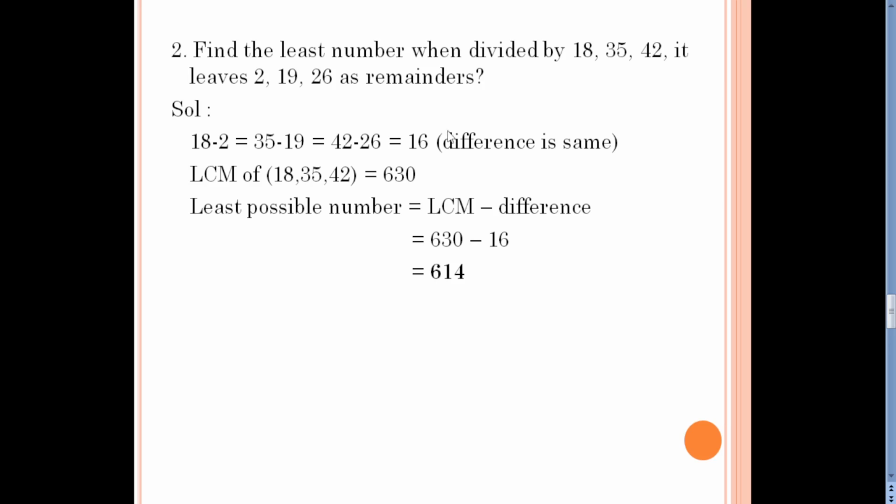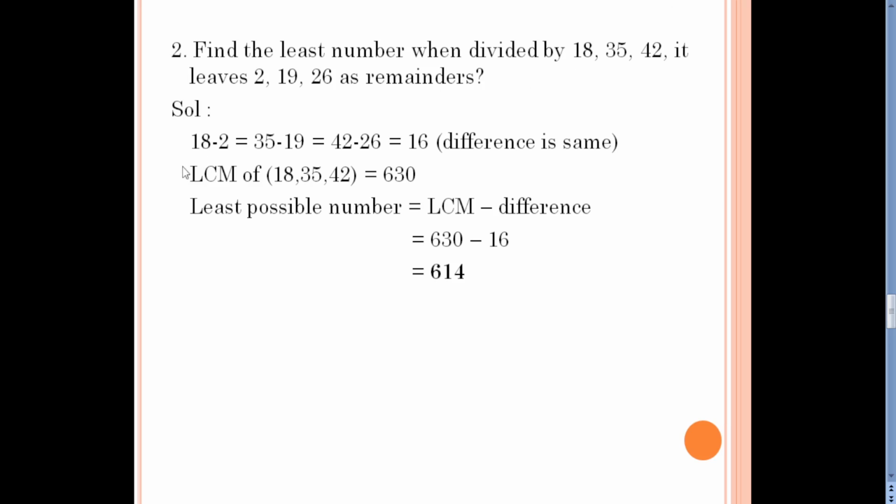That means we need to find the number which, when divided by 18, leaves 2 as remainder; when divided by 35, 19 is the remainder; when divided by 42, 26 is the remainder. So here we have got different remainders. So what is the first step? We need to find the difference between each number and its respective remainder. So let us find the difference.